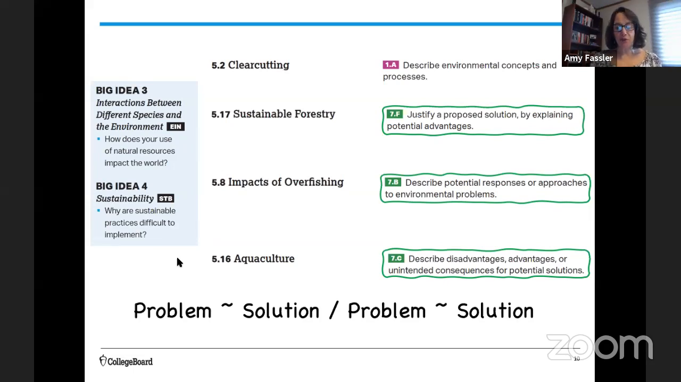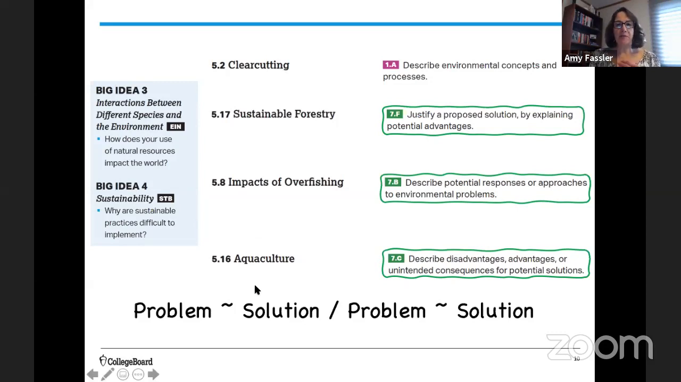Really focusing in on these 2 big ideas. How does our use of natural resources impact the world, and why is it often so difficult to achieve sustainable resource use? I really want to focus on, as well as describing, like we just did with that IPM question, notice our skill number 7 here is all about solutions. And the letters sort of scaffold at what level I need to be able to demonstrate that skill. Everything from just describing a potential solution to describing the advantages or disadvantages or unintended consequences, and then going even a little bit further to justifying why my proposed solution is the best solution.